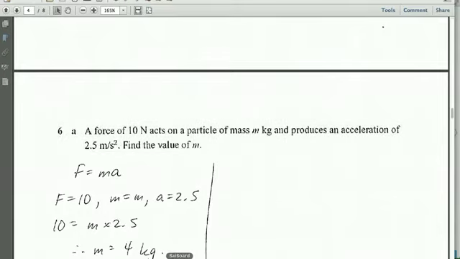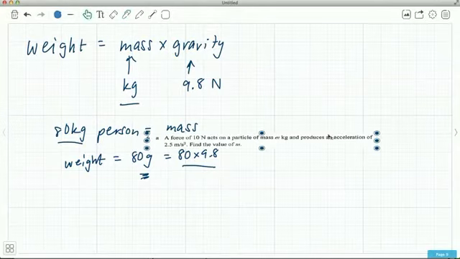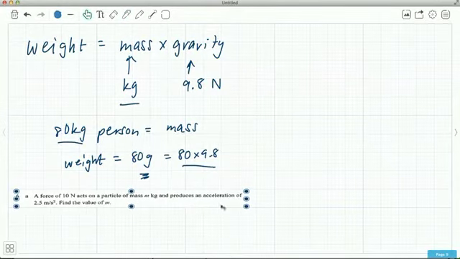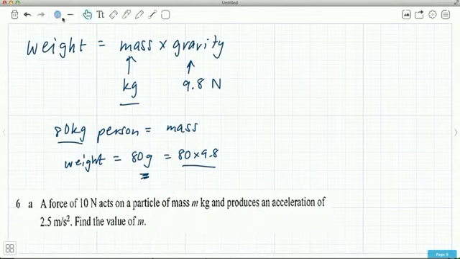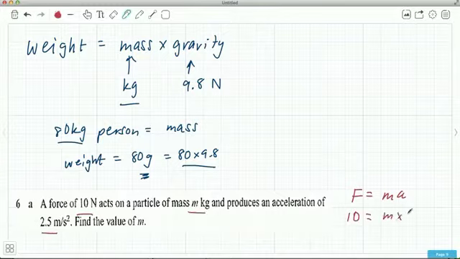Now, the red flag with this is if you see a question that mentions force and acceleration, you straight up are going to use F equals ma, because that is the link between them. As soon as I see that, I just write this down. I can see the force is 10. I don't know m, and I know a is 2.5.